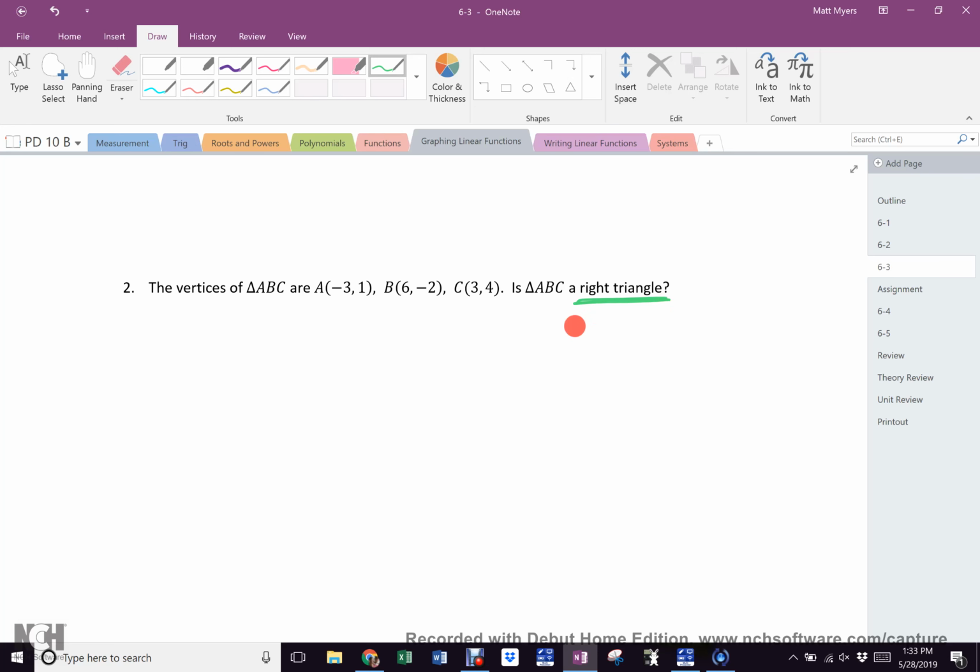Yeah. All right. If it's a right angle triangle, what does that mean? There's going to be a 90 degree, right?